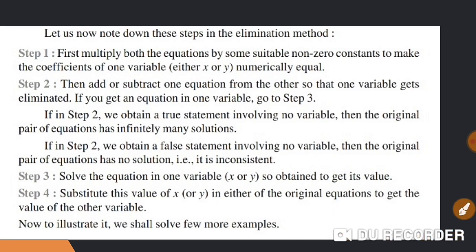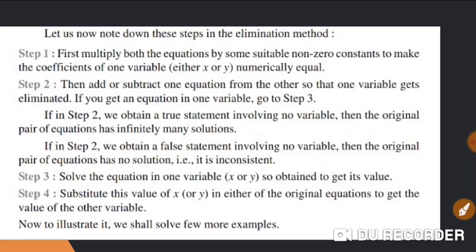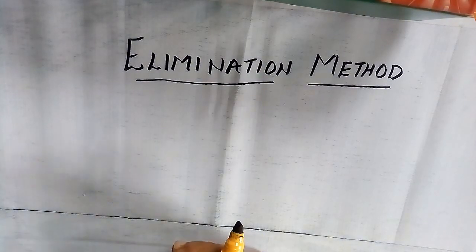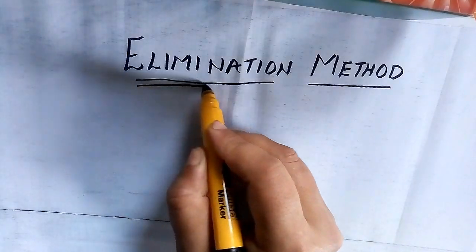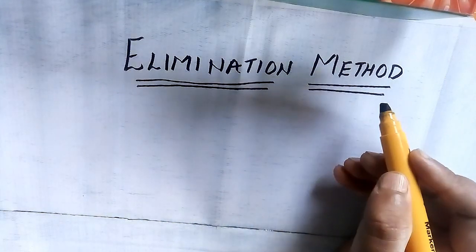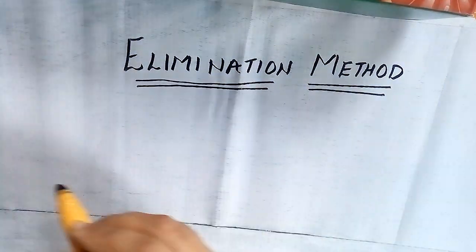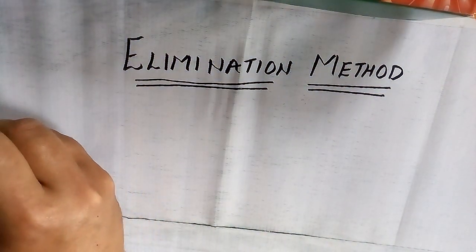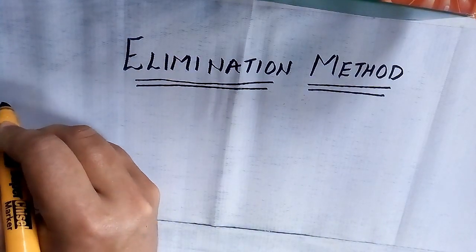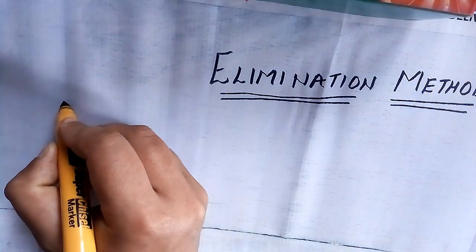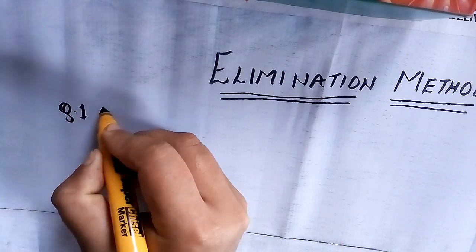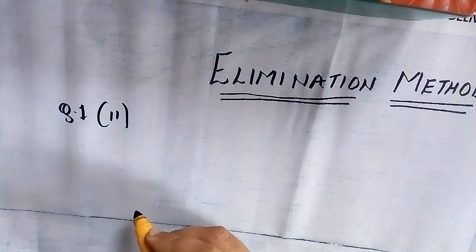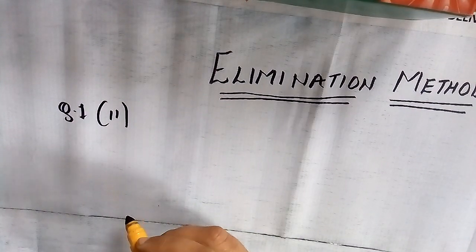So now let us see with the help of one example. Remember, you are going to solve them with the help of the elimination method. That is the second algebraic method to solve linear equations. You know, your first algebraic method was the substitution method. So now let us solve question number 1 and its second part.